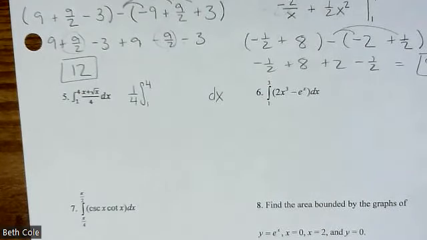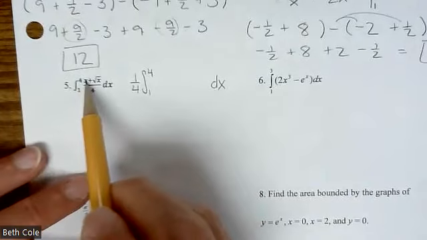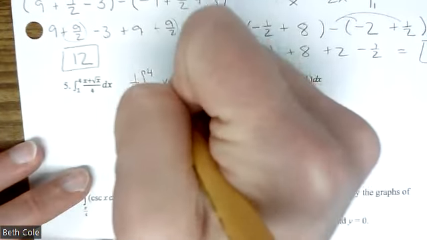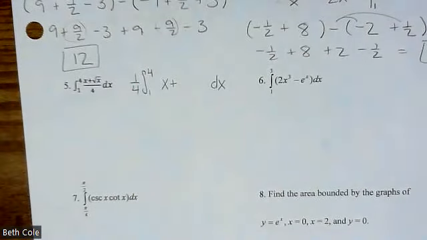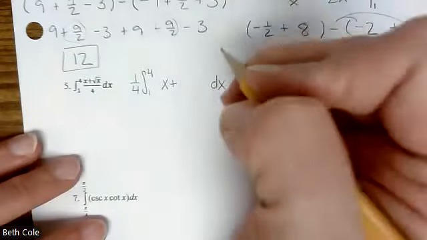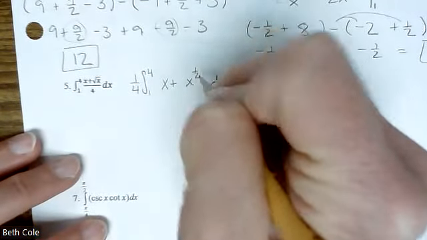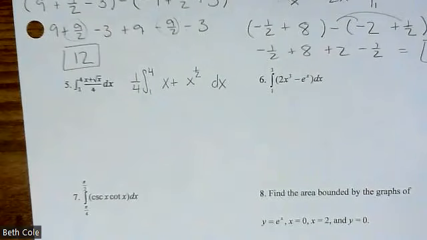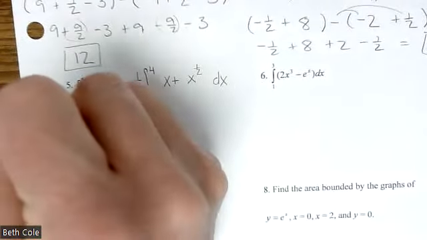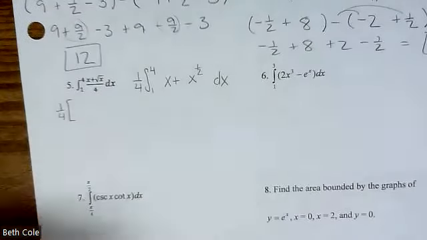So I brought that 1/4 out front. And then in here, this would be x plus, and how would I rewrite square root of x? Good. x to the 1/2. You guys are good with the fractions. Now we're going to do the antiderivative. So leave the 1/4 out front. Basically just evicted it. All right.